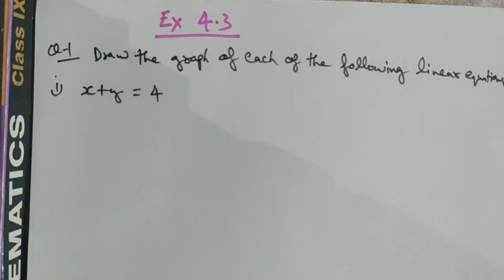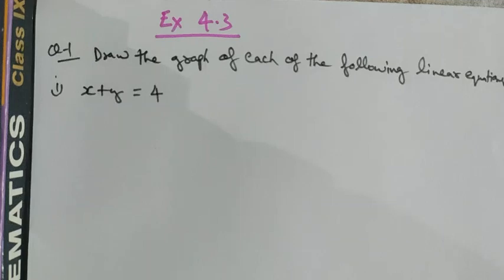Okay, good morning students. Today we will be starting exercise 4.3, that is graphical representation of linear equation in two variables. Very first question, that is draw the graph of each of the following linear equations. First equation is x plus y equals 4.